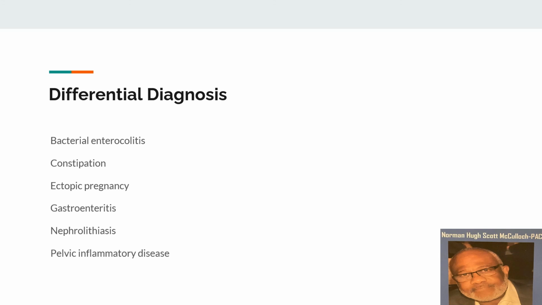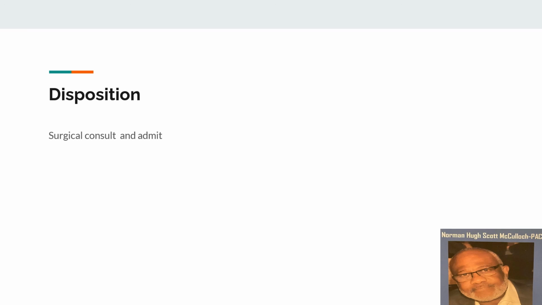The differential diagnosis. When a kid comes in with right lower quadrant pain, one has to consider bacterial enterocolitis, constipation, ectopic pregnancy if they are of childbearing age, gastroenteritis, nephrolithiasis, and pelvic inflammatory disease. The disposition of these patients with appendicitis is that there should be a surgical consult with subsequent admission.